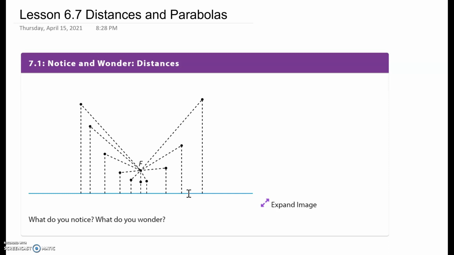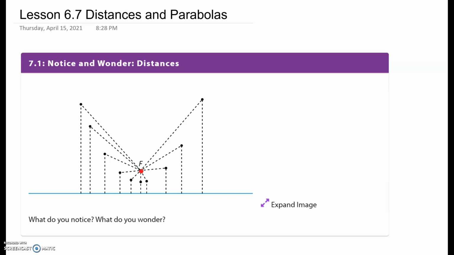Well, something I hope we notice is that all of these points connect to this point in the middle, point F. Okay, so that's a good notice: there are lines drawn from all of the other points to the point F. What else do we notice?